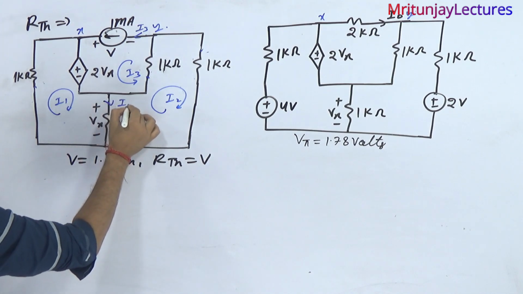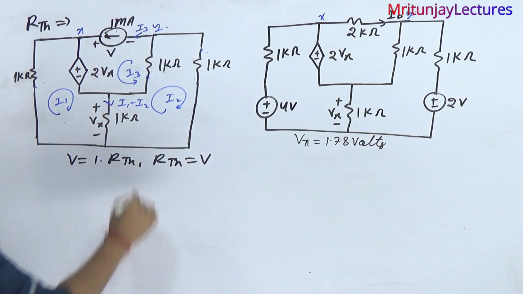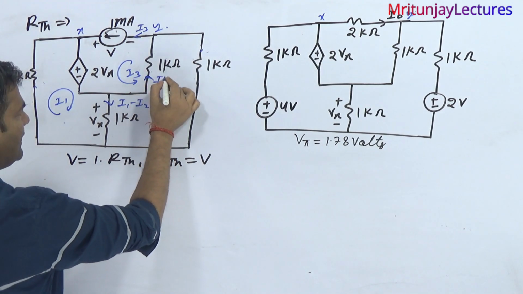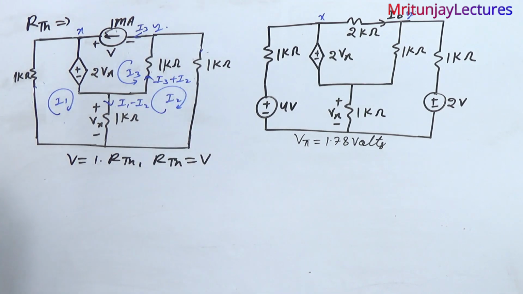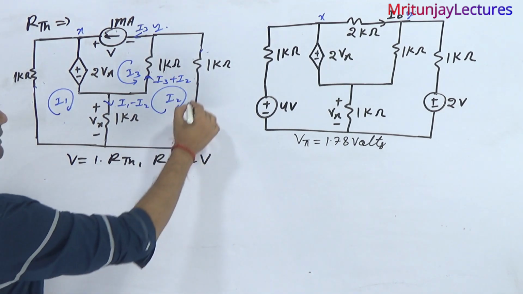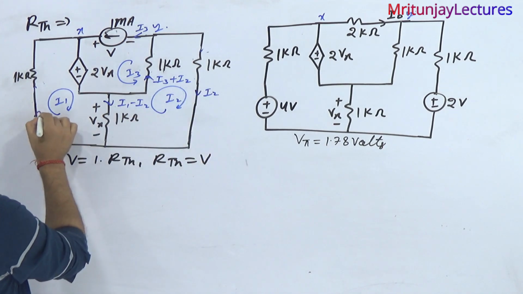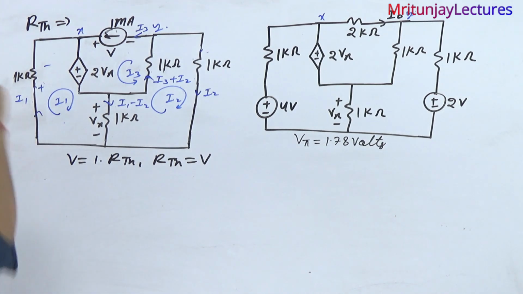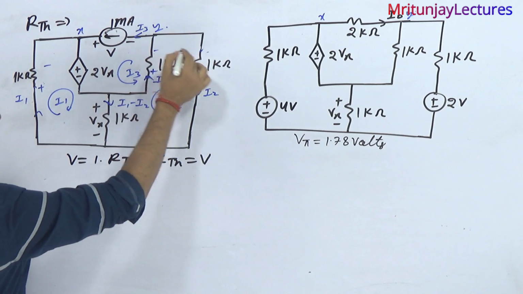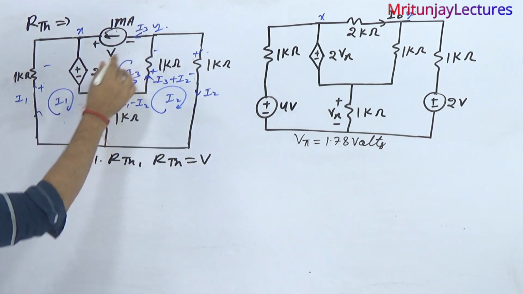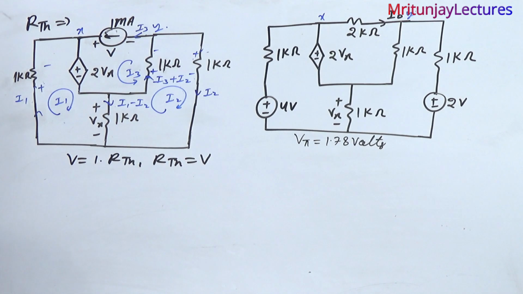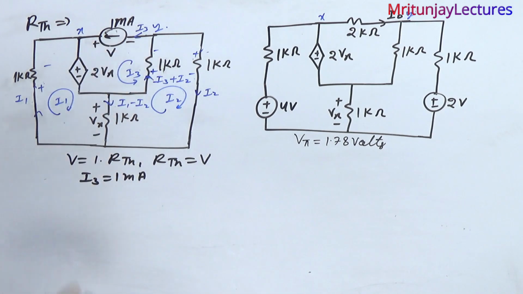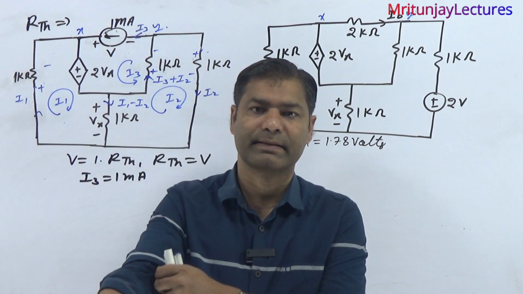What about current in this direction? I1 minus I2. What about current going in this direction? I3 plus I2. Clear or not? And what about current in this direction? That is I2. And what about current going in this direction? That is I1. Clear? So here plus minus, here plus minus. What about I3? I3 is also written as 1 milliampere. Clear or not? That is 1 milliampere.